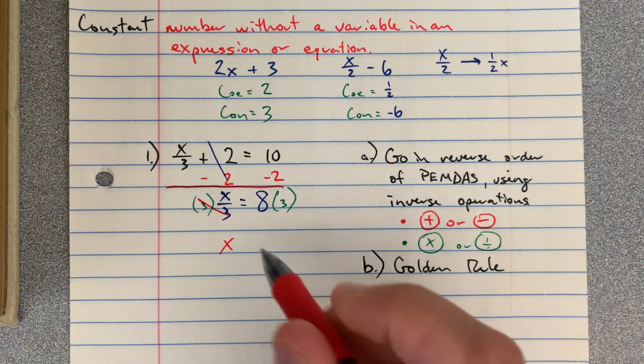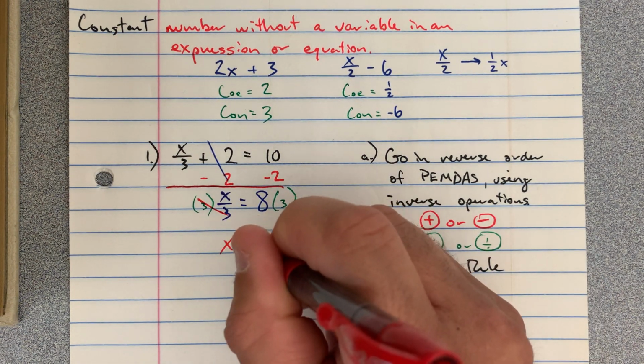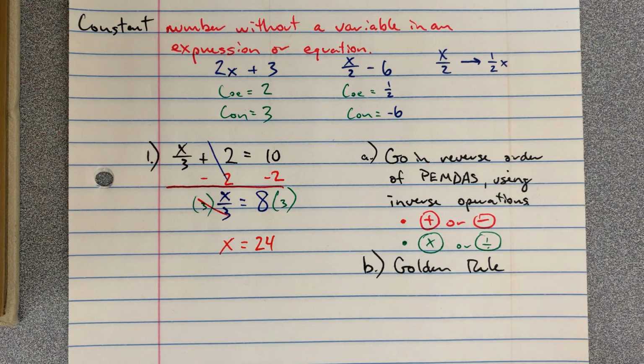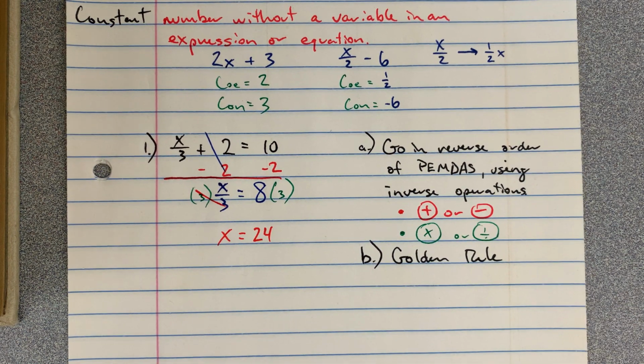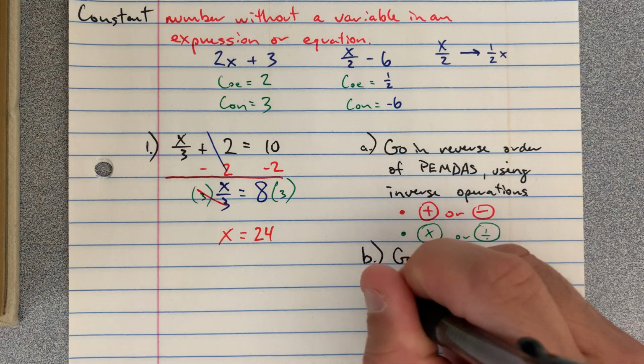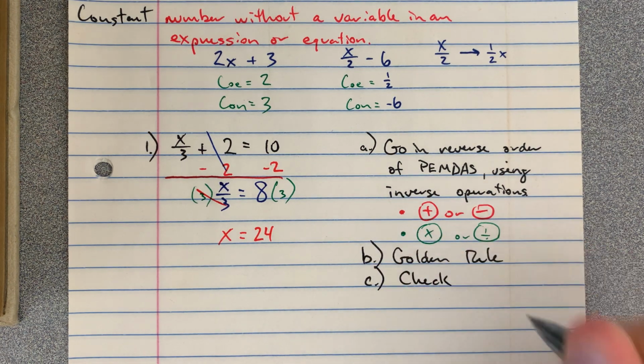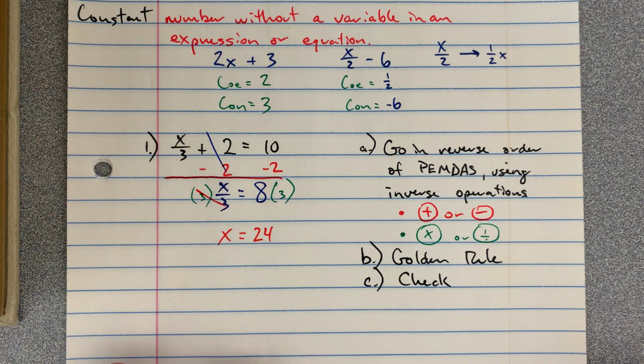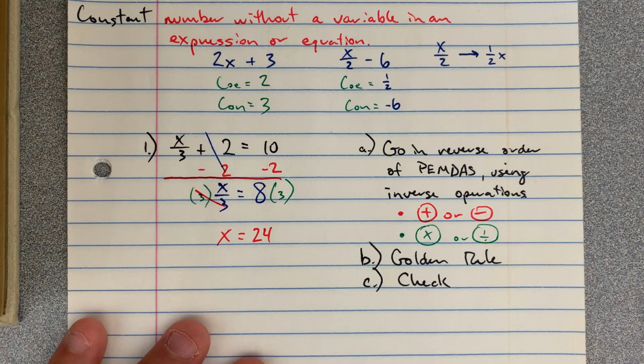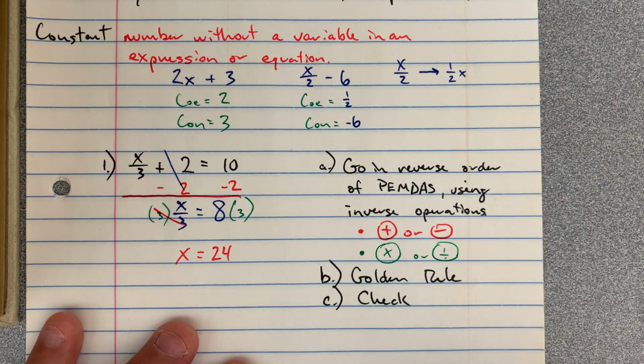So I'm left with x. 8 times 3 is 24. We think 24 is the solution, but we better check just in case. All right, so I'm going to come over here to the side and do our checking.